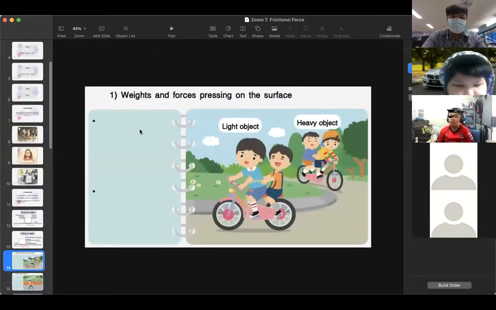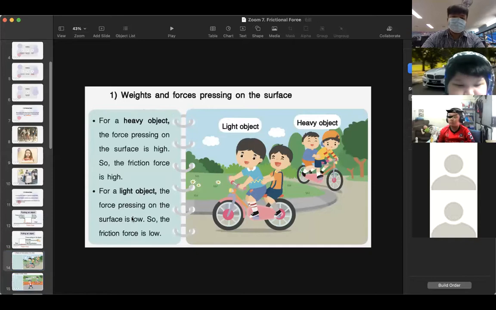Let's go back. In the first picture, this one is about heavy and light object. Okay, so the heavy object, the friction force is high, and it makes the movement slow. When the object is light, the friction force is low, and you move faster.